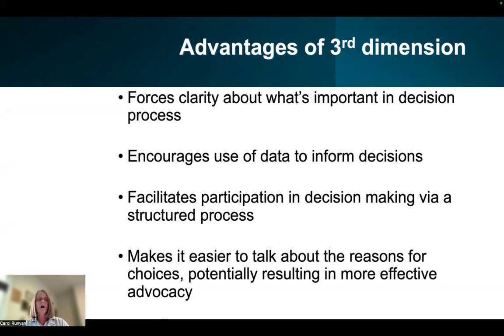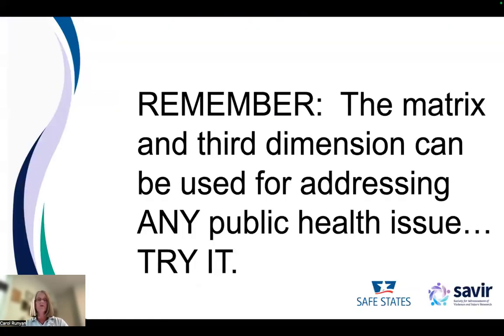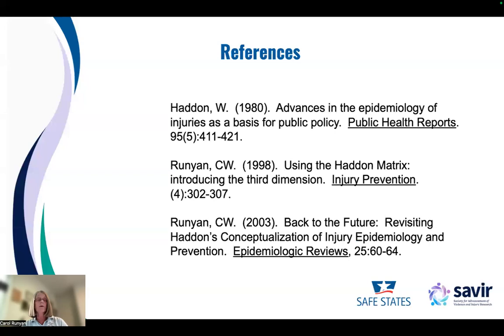And it makes it easier to talk about the reasons for the choices that you've made once you've decided what intervention approaches you want to use. And that may enable you to more successfully advocate for the choices you've made. So I want you to remember the matrix and the third dimension were developed in the context of injury prevention, but they can be used for addressing any public health issue. And I encourage you to try it on multiple types of issues. I've had students in the past who have tried it on infectious disease, on chronic disease, and it works.